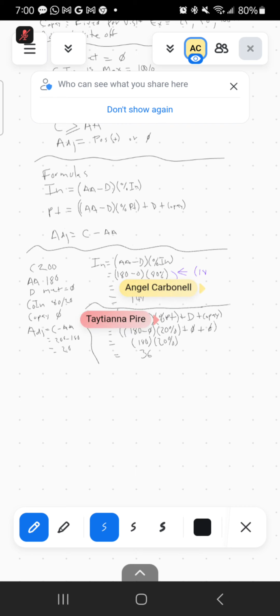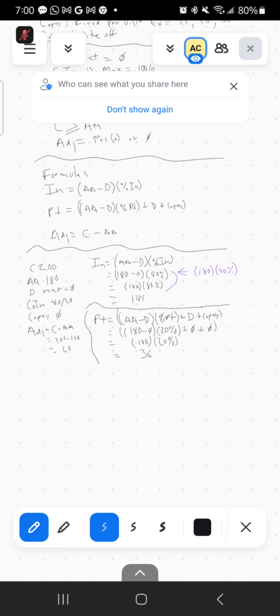There you go. So that's 180. 180 times 80%. So plug that in the calculator. 180 times 80%. 144. Oh, 144. Okay. I don't know how I missed it, but okay.